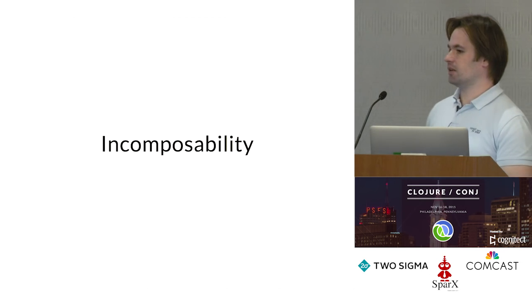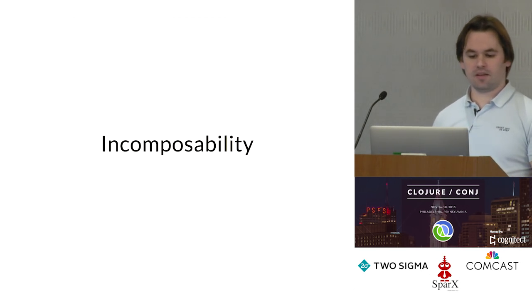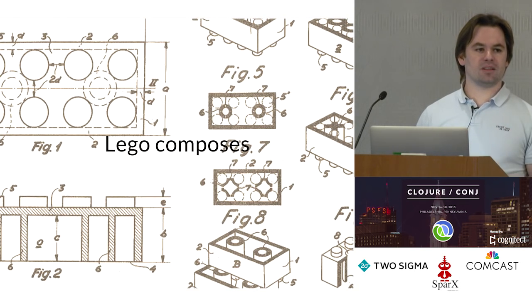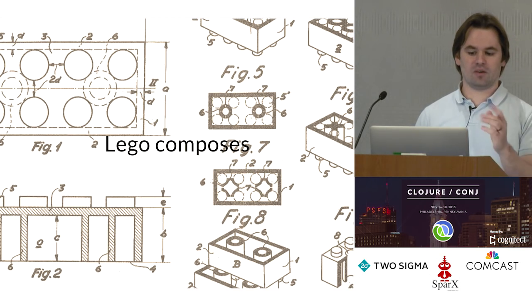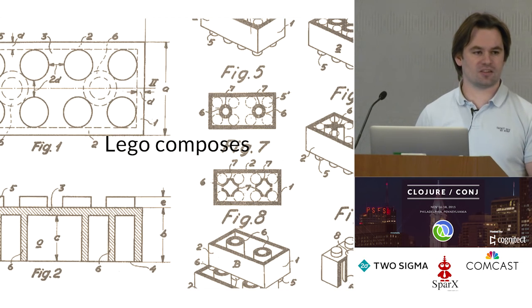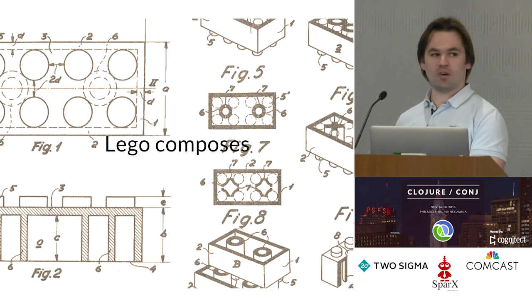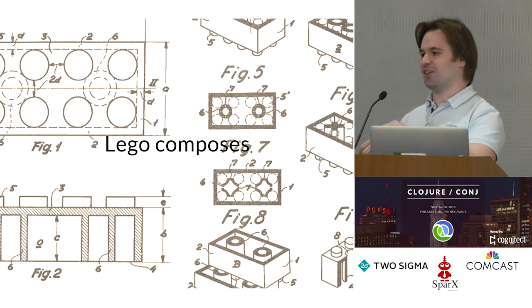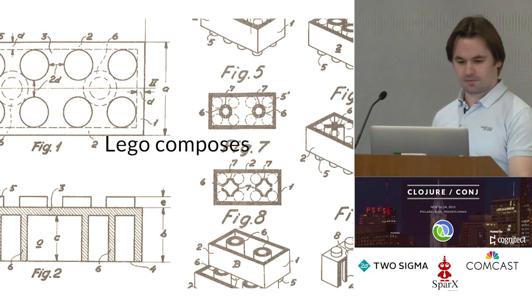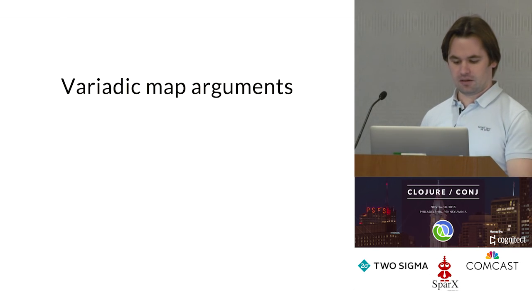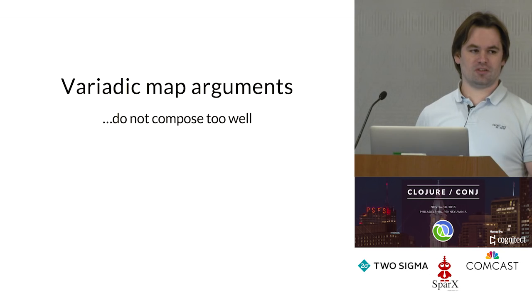The next problem I see a lot of times regarding APIs is the case of incomposability. So, for example, those Lego bricks compose very well. When they were invented, I guess, somewhere in the 60s or 70s, nobody would have imagined that 40 or 50 years later, the same Lego bricks, I have those old ones too, would still match the modern ones. That's a good thing. And then we have these variadic map arguments, like with Liberator. Well, they don't compose too well.